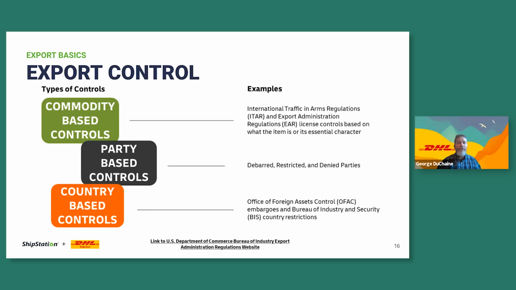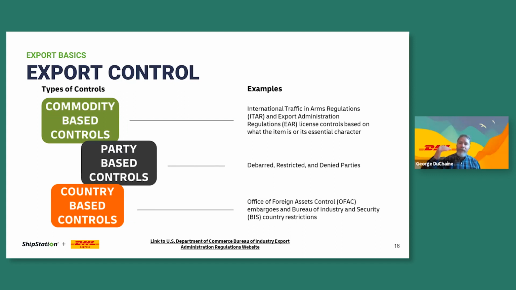All right, so we touched a little bit on this earlier. There are three main types of export controls, or regimes, that determine export control. So you have a commodity-based control, like the night vision goggles that I was talking about earlier. If they're off-the-shelf night vision goggles that you can get at a sporting goods store, those are generally going to be controlled by the Export Administration Regulations.